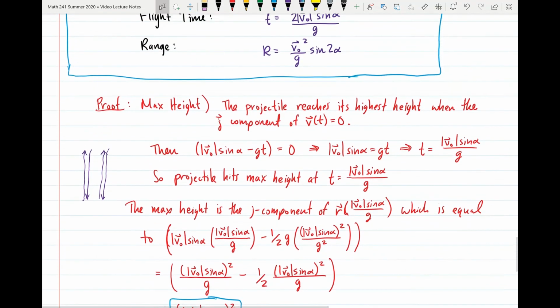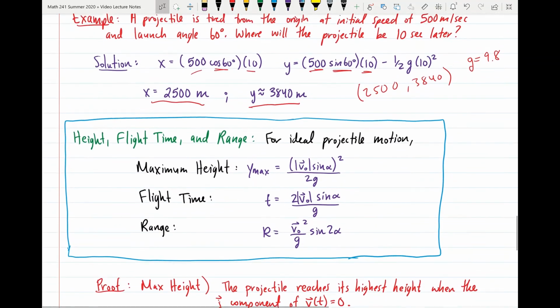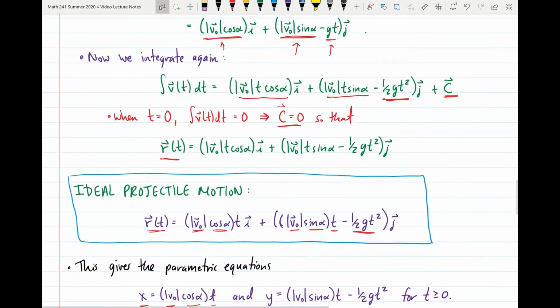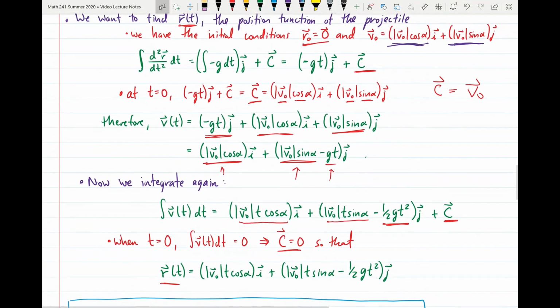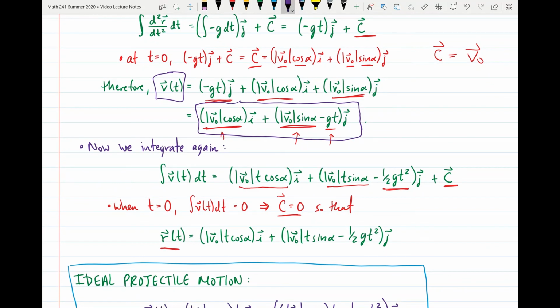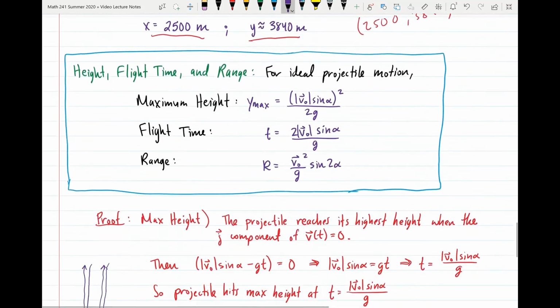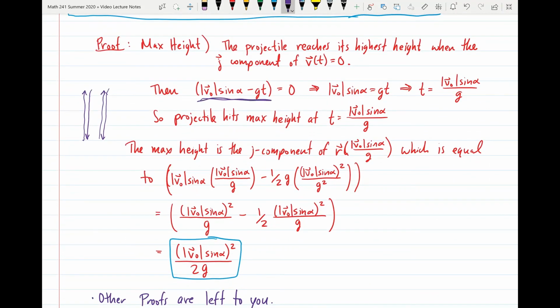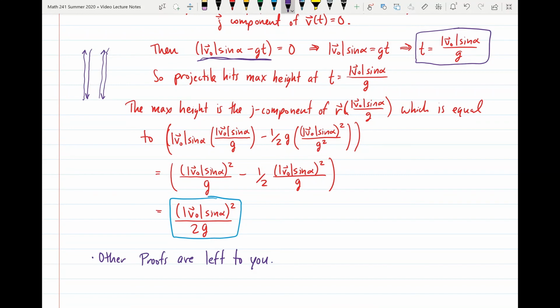So if that is the case, then let's just look at the j component of our velocity vector. If we go back up to when we were deriving our position vector, we have an expression for the velocity vector. So v of t is equal to this here. And again, we're only worried about the j component. We want to find when the j component of the velocity vector is equal to 0. Notice that the j component is equal to the initial speed times sine of alpha minus gt, which is exactly what I have written here. So we're looking for when that is equal to 0. Doing a little bit of algebra, we find that that happens at time equal to initial speed times sine alpha divided by g. So that is going to be the time when our projectile hits its maximum height.